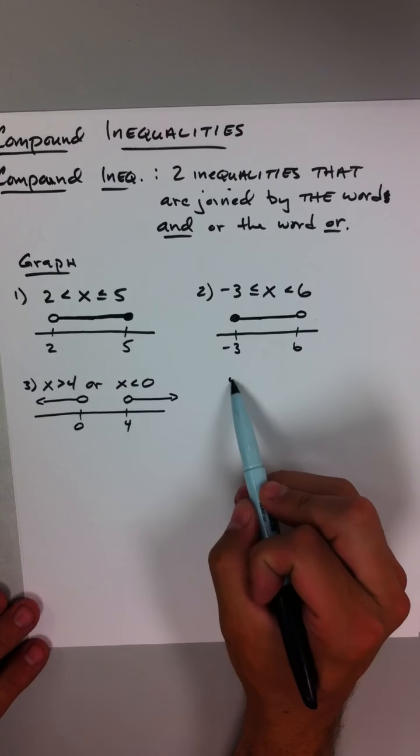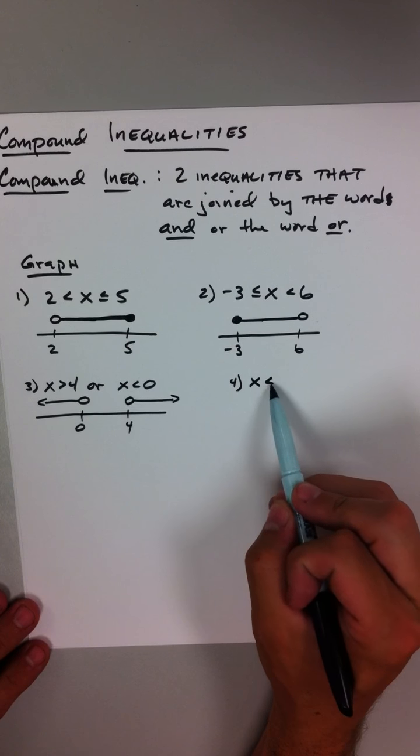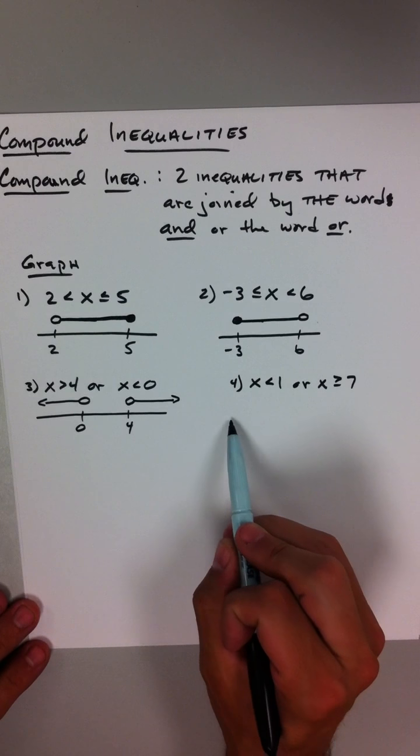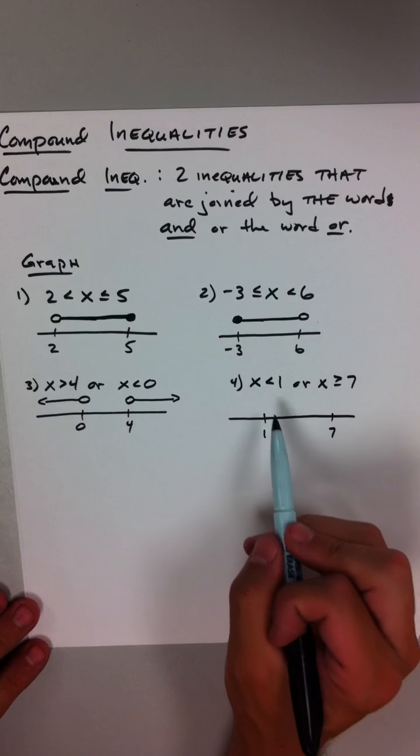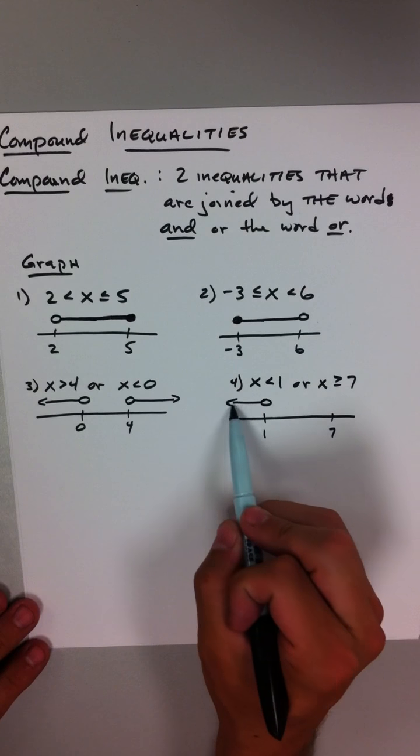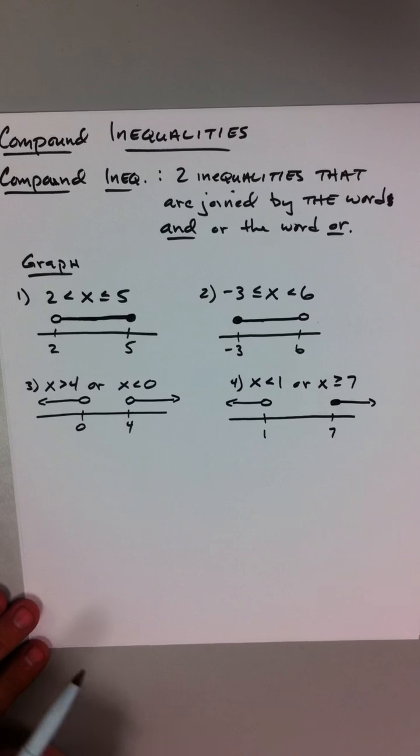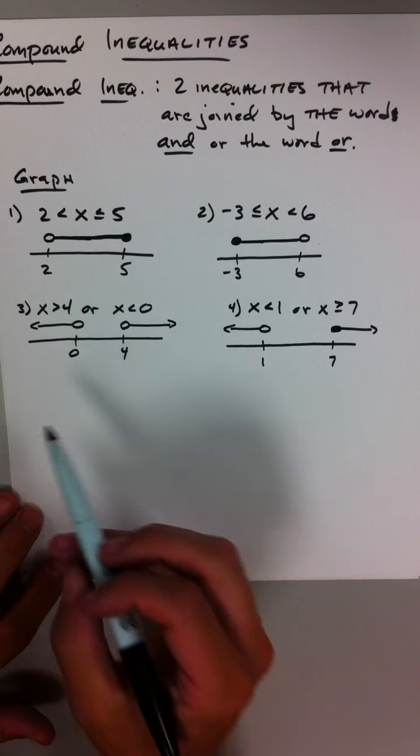So let's try one more. What about x is less than 1 or x is greater than or equal to 7? There's 1. Over here is 7. Less than 1, greater than or equal to 7. And there you go.